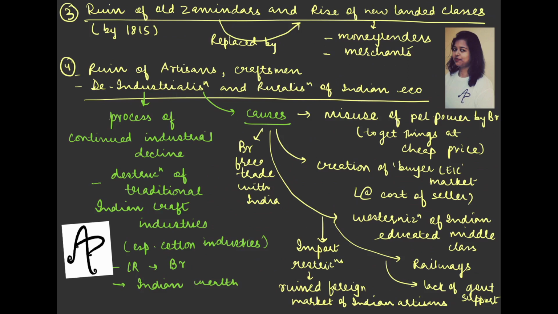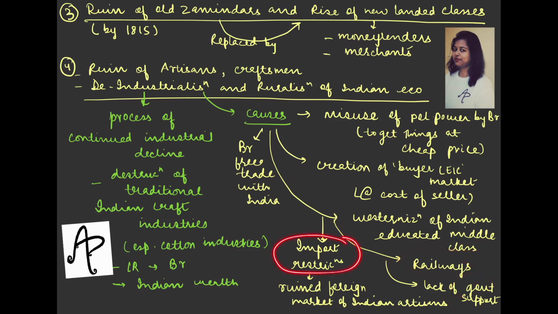Then westernization of the Indian educated middle class. तो उनको भी westernization पसंद था, so western products were more appealing to them than the traditional stuff here in India. Railways की वजह से क्या होने लग गया, now they could exploit more. They were using the raw materials and transporting them to different parts of the country, and then using them further for trade with different parts of the world also. Lack of government support, of course British government भी तो exploitation में ही मदद कर रही थी.